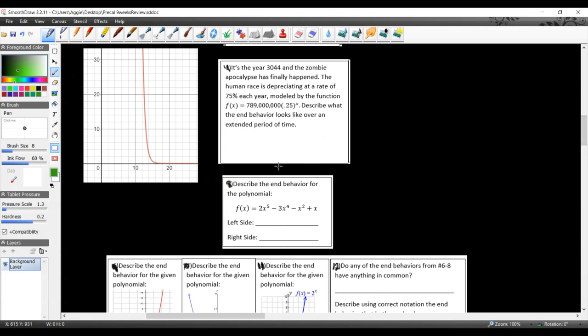So this one is number 4 in your, again, on the very first page. It says that it's the year 3044 and the zombie apocalypse has finally happened. The human race is depreciating at a rate of 75% each year, modeled by the function f of x is equal to all this. I'm not going to even try to read that. It's that huge number, okay? Describe what the end behavior looks like over an extended period of time.